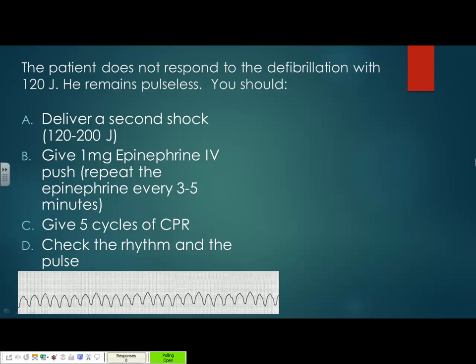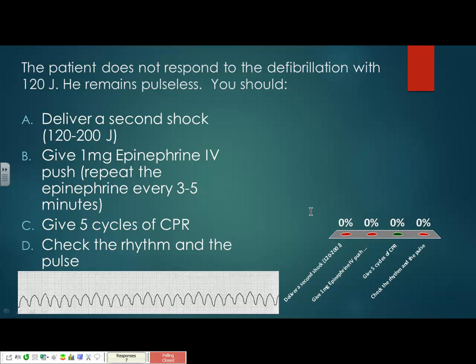Your patient does not respond to the defibrillation at 120. He remains pulseless. What should you do now? Deliver a second shock, give 1 milligram epi IV, give 5 cycles of CPR, check the rhythm and the pulse. So we're going to go ahead and jump into our CPR now, okay? We've shocked. Next most important thing, start the CPR, alright?